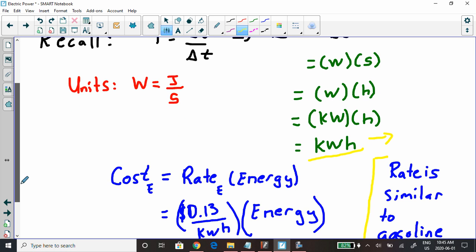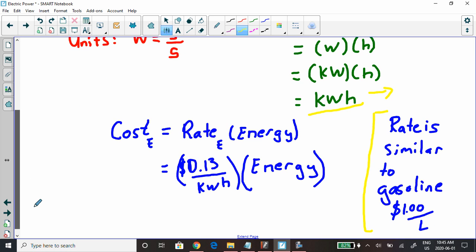Now, how do they figure out how much money they should charge you? Well, the cost of electricity is equal to the rate of electricity, and it's about 0.13, or 13 cents, for every kilowatt hour of energy you use. So that's the rate times how much energy you use. Now, a rate is something you've seen before. It's similar to gasoline, right? $1 per liter. Well, here it's 13 cents per kilowatt hour. And then you have to multiply it by how much energy you use.